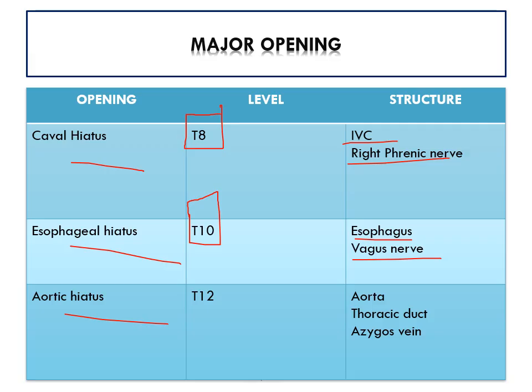The last major opening is the aortic hiatus. The aortic hiatus is related to the 12th thoracic vertebra. It is found below the median arcuate ligament. I need to be careful with that. So it is an opening that serves as a passage for the aorta. That's the reason why we call it the aortic hiatus in the first place. Besides the aorta, the thoracic duct and the azygos vein also pass through the aortic opening.